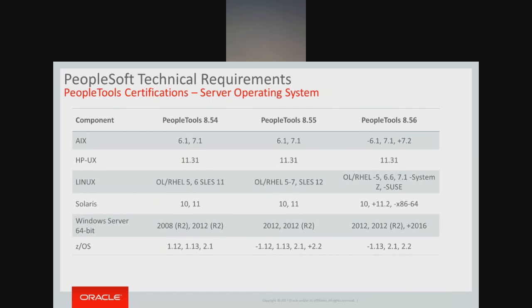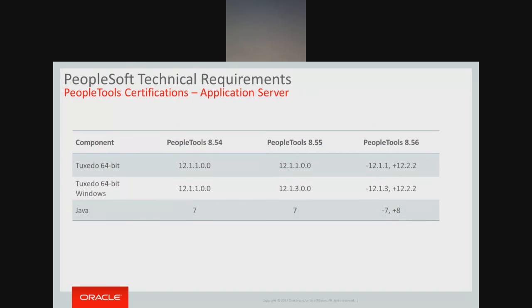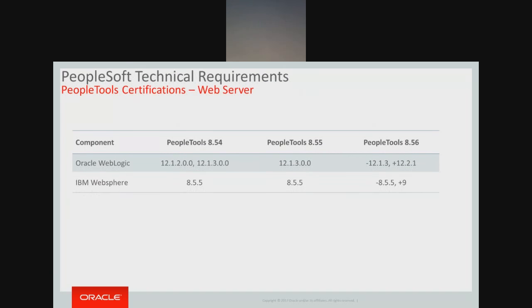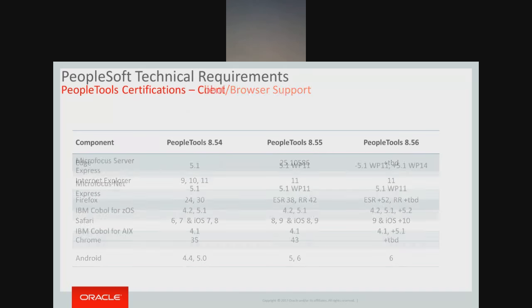I'm going to go through these next few slides pretty quickly. This is just showing you some of the technical requirements for the various features and so forth within Tools 856. I'm just going to run through these because you're not even implementing 856 yet. So when you get to that point, you'll be in the PDF document that we send out to you.